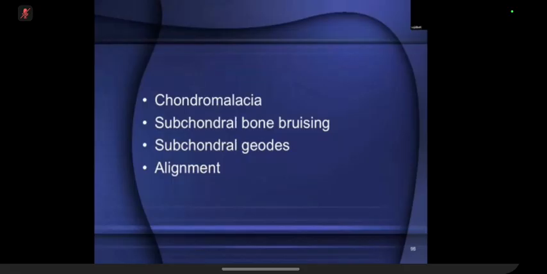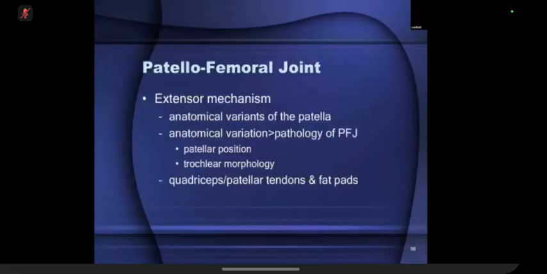Then full thickness cartilage loss. Then you will have subchondral bone bruising. In the elderly age group, you will get subchondral geodes developing, and then you will have problems of alignment. So when it comes to the joint space itself and the problem of the hyaline cartilage, you will get to see a series of these sequences in the knee joint MR.